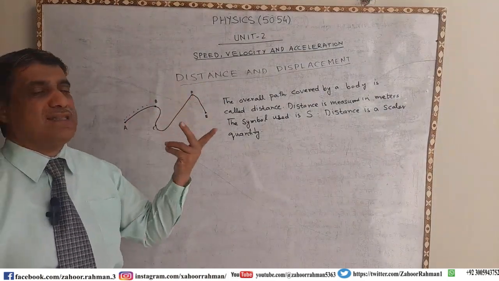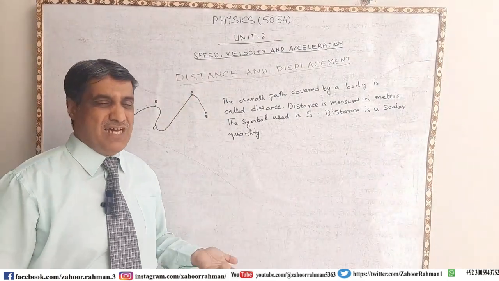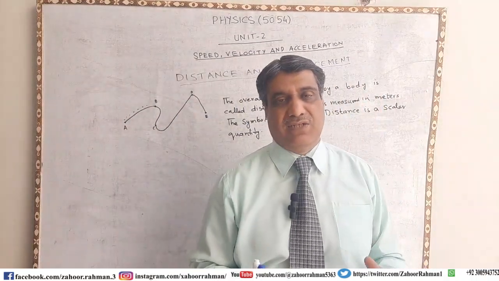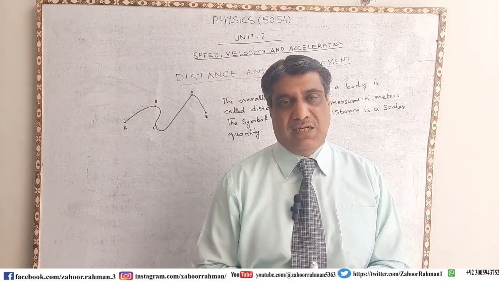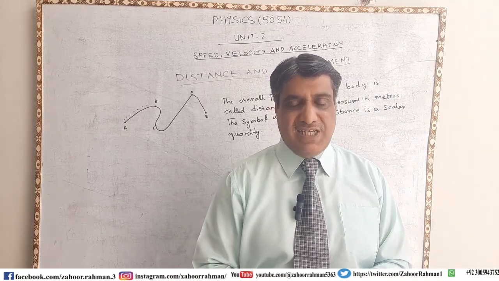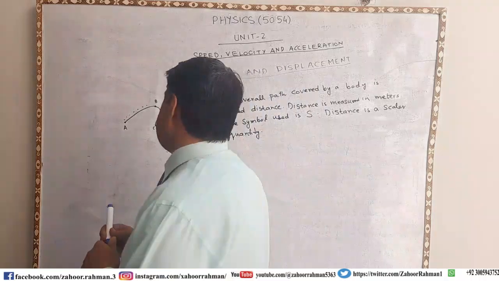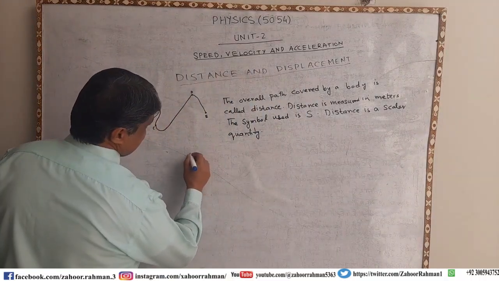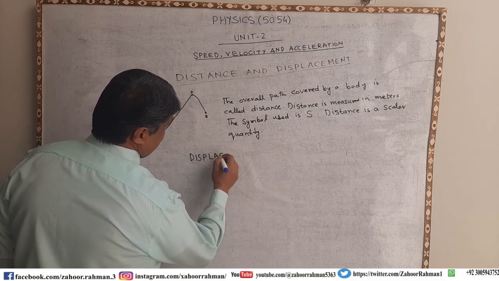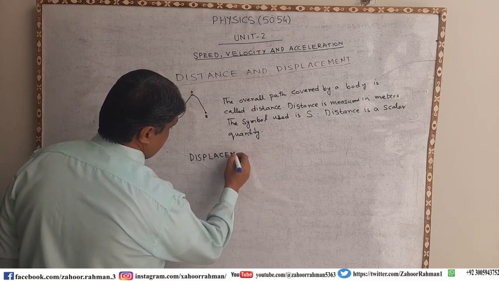The zigzag path covered by a body, sometimes the books explain it like this: the zigzag path covered by a body is called distance. Okay, the second is displacement.